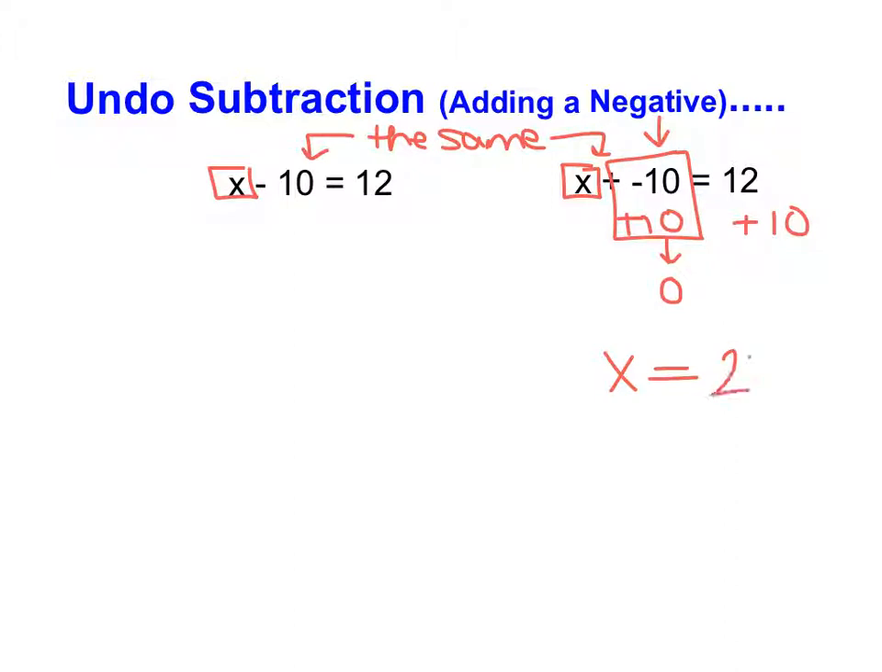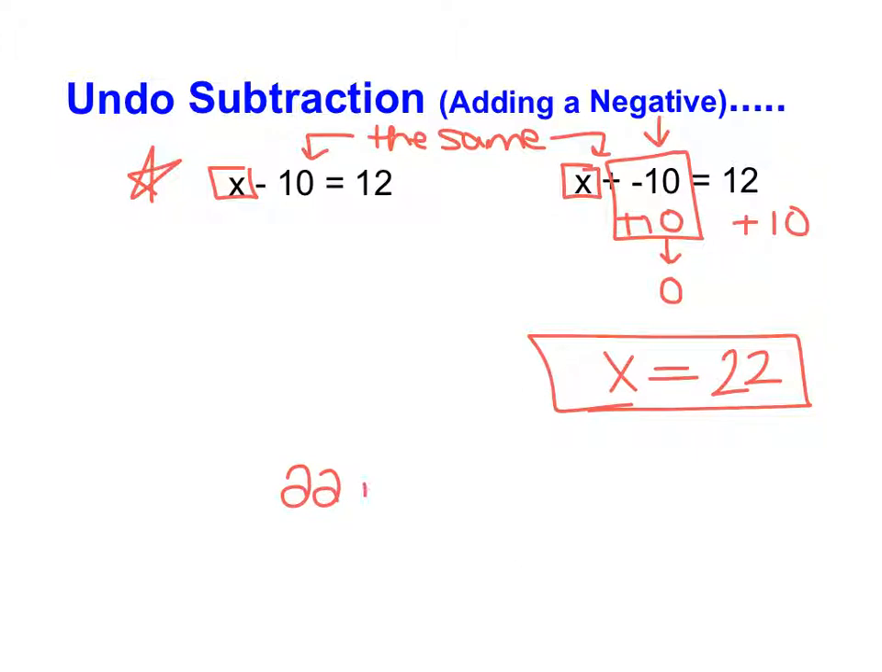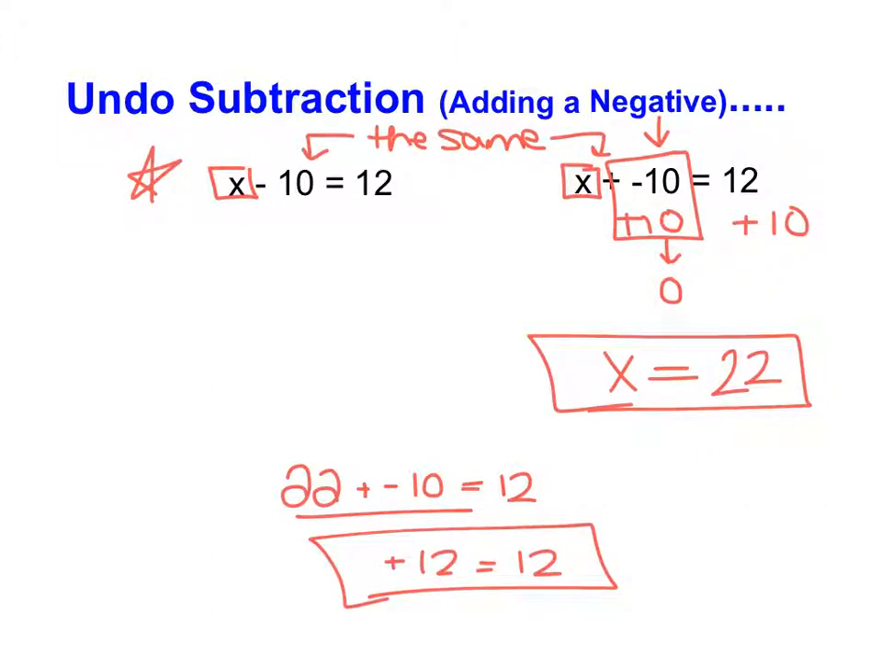And 12 plus 10 gives us 22. Now we could have applied that same thing over here. I just like to write it as keep, change, so that I don't have any sign errors down the road. Now if I wasn't sure, I could check my answer here by doing 22 plus a negative 10 is equal to 12. Well, I know 22 plus negative 10 is 12, and as a result, I have a true equation. So here we can see that if we are adding a negative number or subtracting, we can simply add to undo that operation and get the variable by itself.